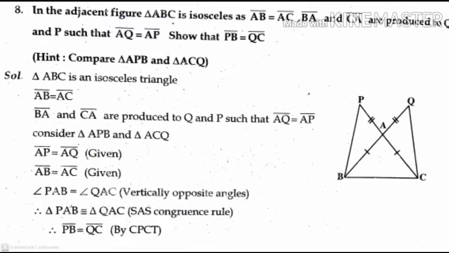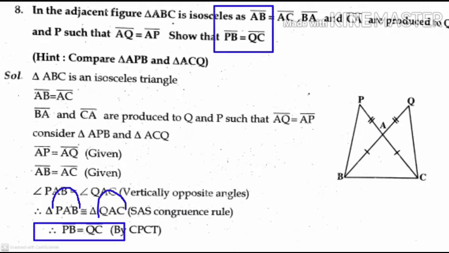AB equals AC, according to triangle ABC being an isosceles triangle. Angle PAB is equal to angle QAC since they are vertically opposite angles. Therefore, triangle PAB is congruent to triangle QAC by the SAS congruency rule. Therefore, PB is equal to QC according to CPCT.